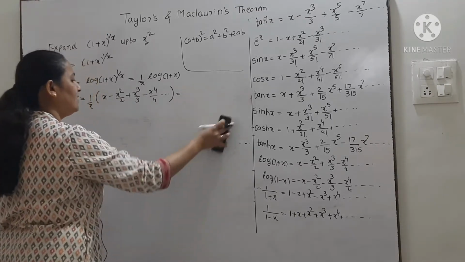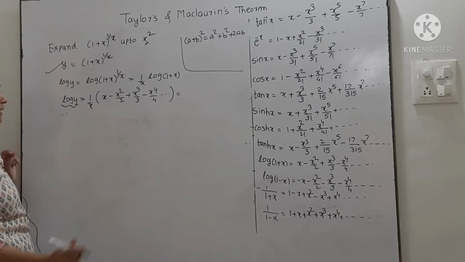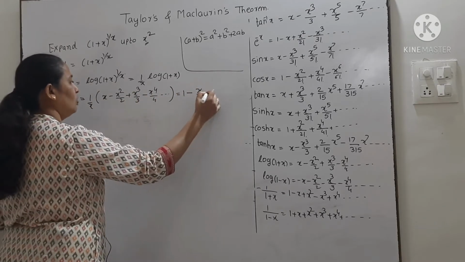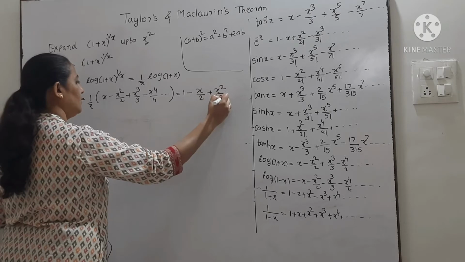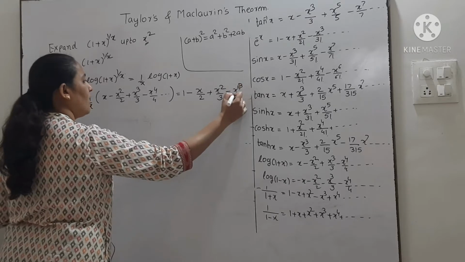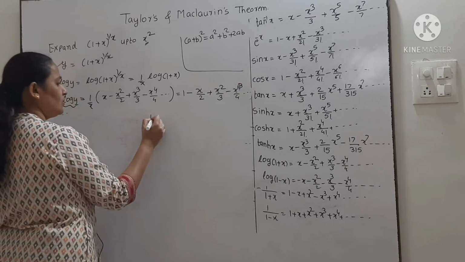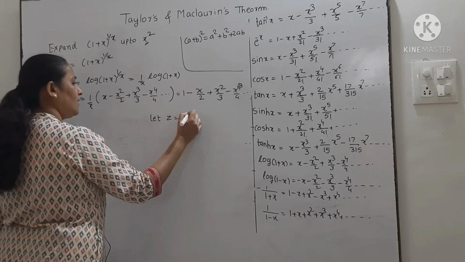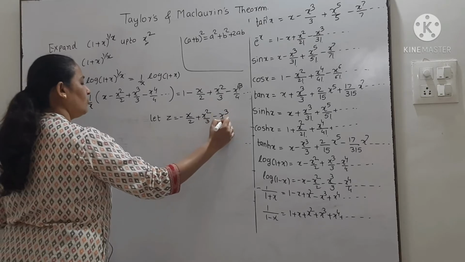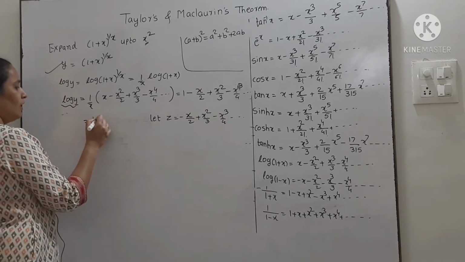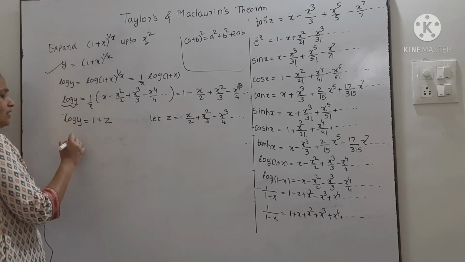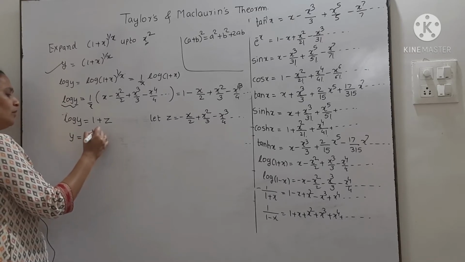If I take this x inside the bracket, you get inside the bracket 1 minus x square upon x is x. So it is minus x by 2 plus x square upon 3 minus x raised to 4, x cube upon 4 and so on. If I assume, say, let z equal to minus x by 2 plus x square upon 3 minus x cube upon 4 and so on, this will be 1 plus z. So you have log y equal to 1 plus z. This implies y is equal to e raised to 1 plus z.